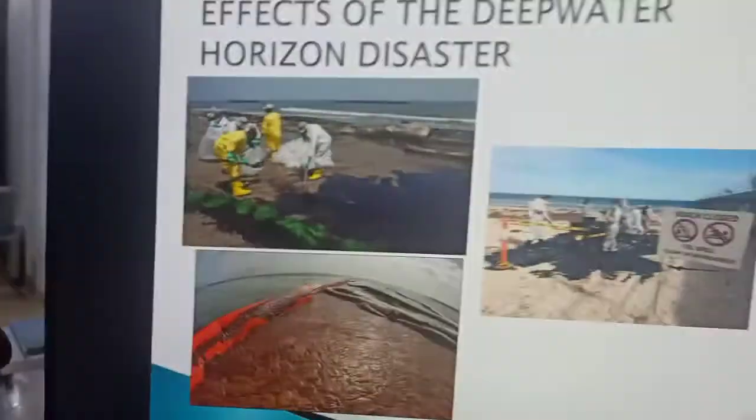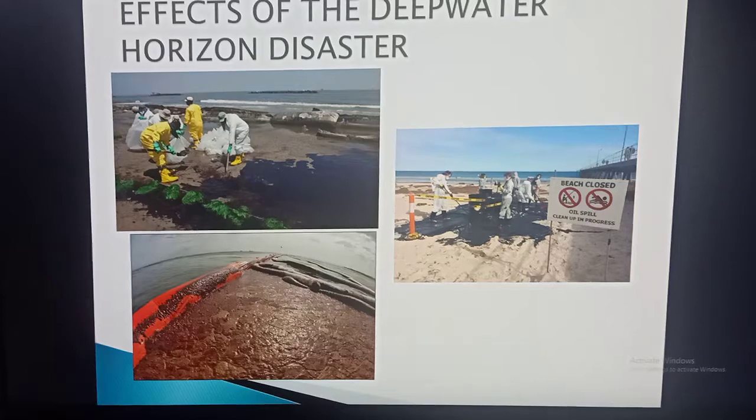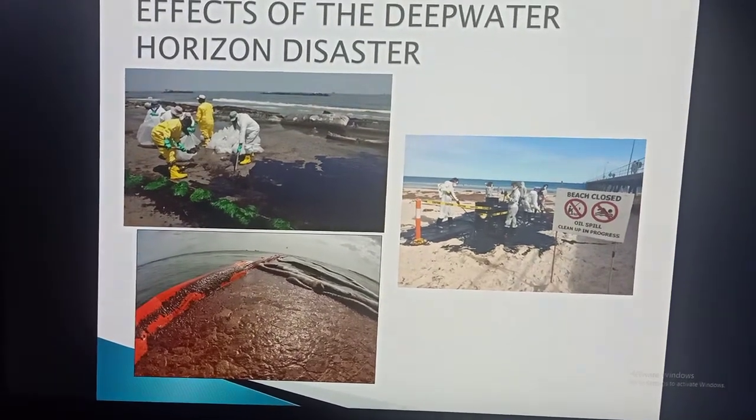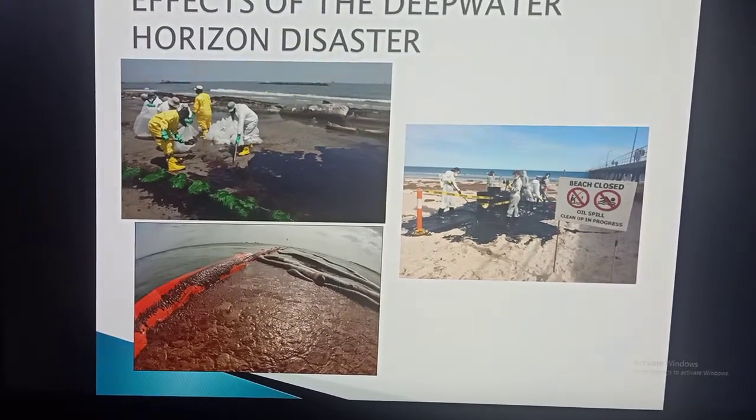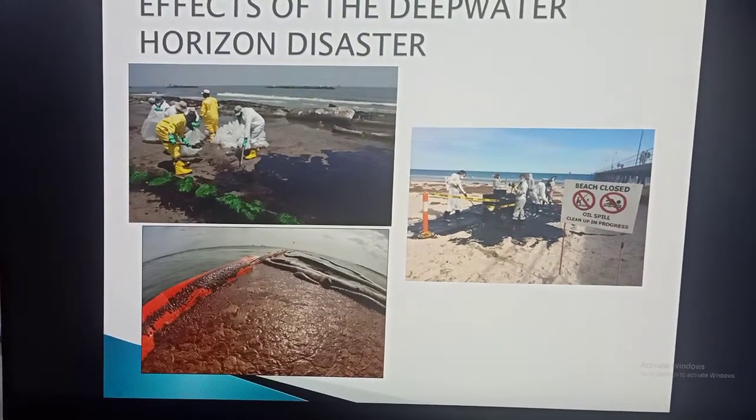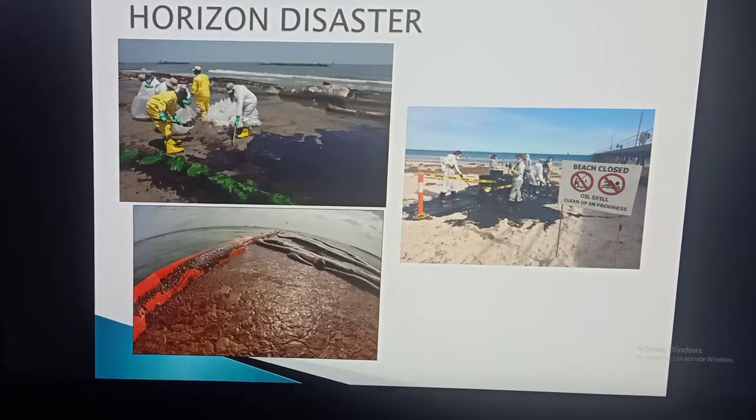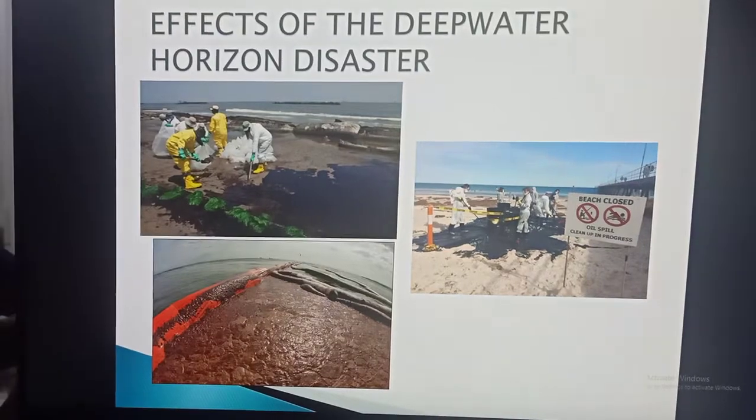So children, this is an example of a man-made disaster which greatly affected the environment, and it also affected the marine ecosystem. It caused the death of aquatic plants and animals.